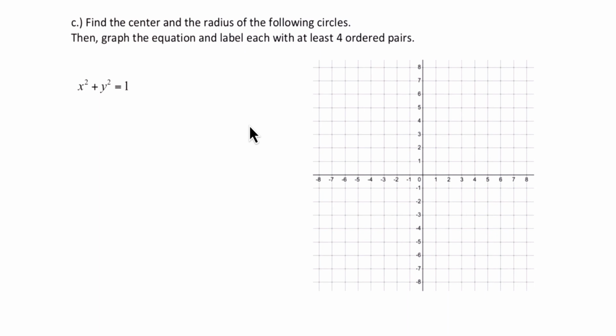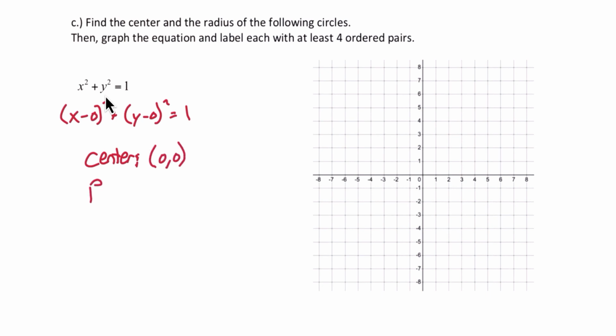In this example, notice we don't see any numbers beside x squared and y squared, so you can think of that as (x - 0)² + (y - 0)² = 1, looking at that standard form. So here, the center of our circle is the origin, (0, 0), and then the radius is the square root of 1, which is 1.